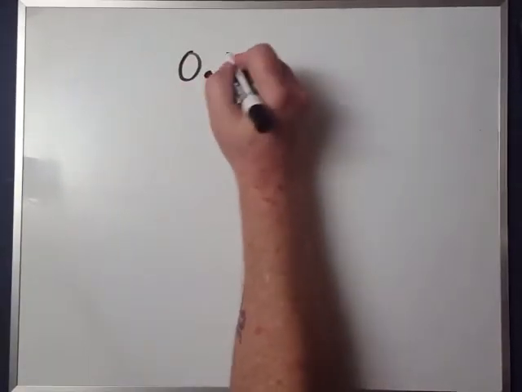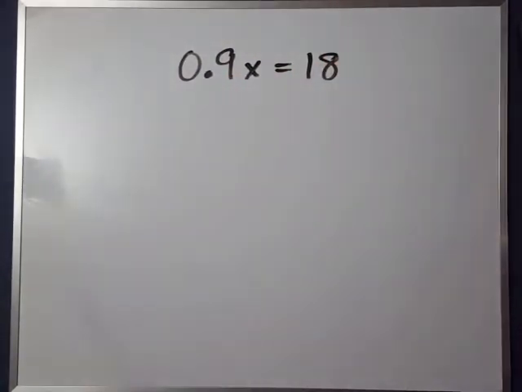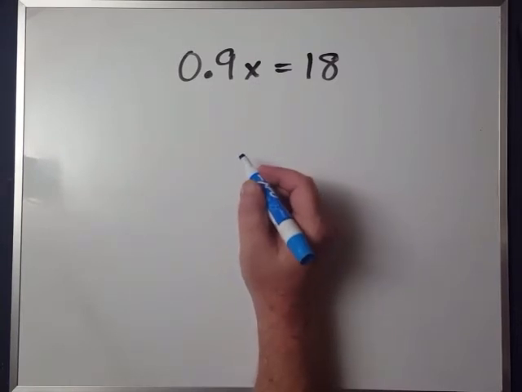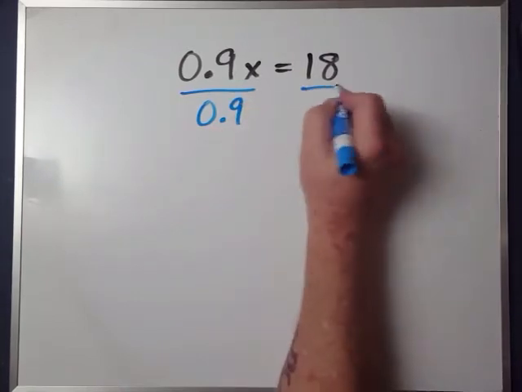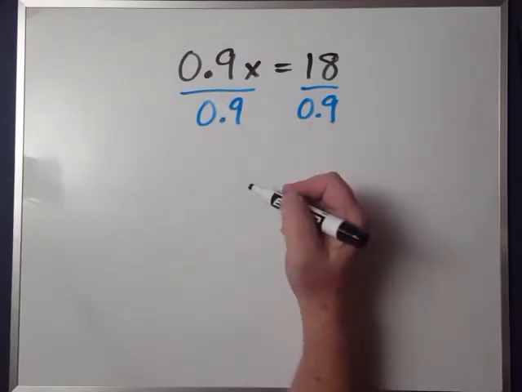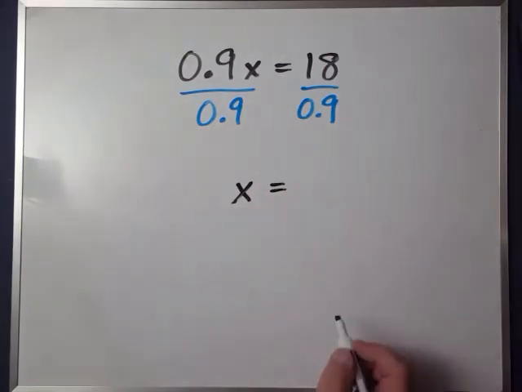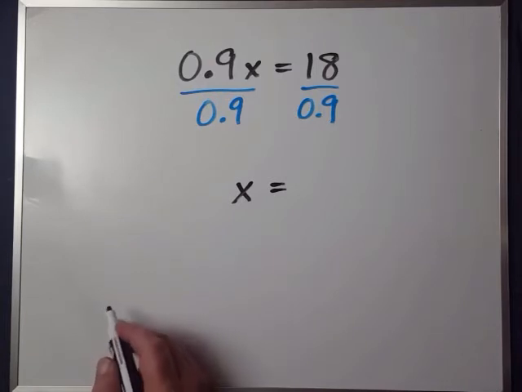Number 40. We want to get x by itself. It's being multiplied by 0.9. So the most direct way to get x by itself, divide both sides by 0.9. On the left-hand side, the 0.9's cross-cancel to leave just x. On the right-hand side, we may need to go over to the scratch area and do a little work.